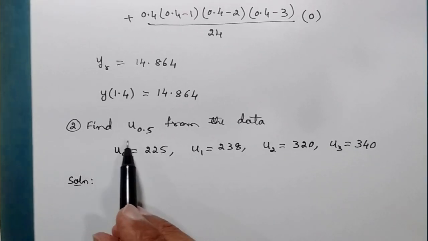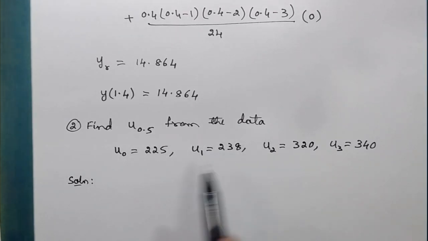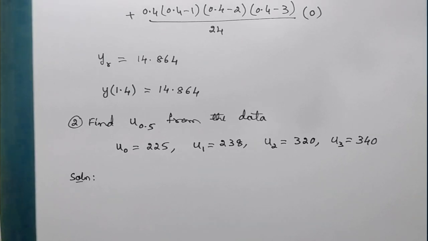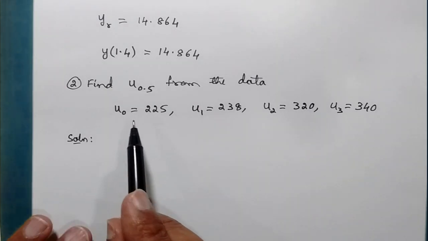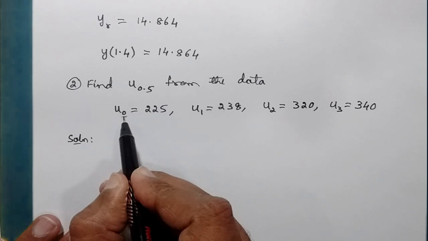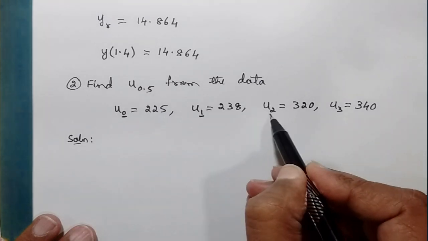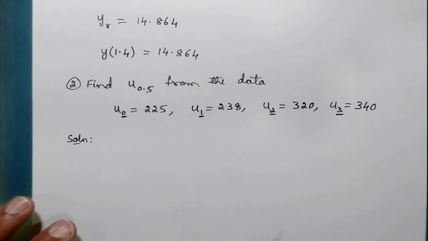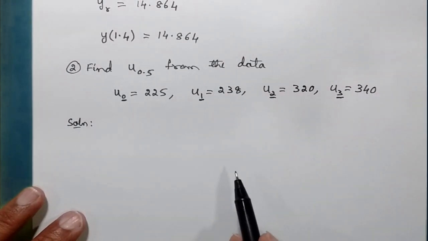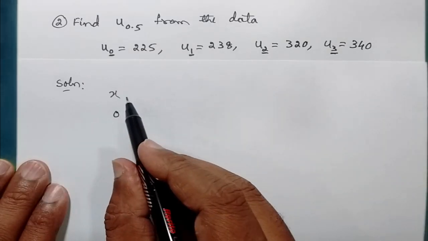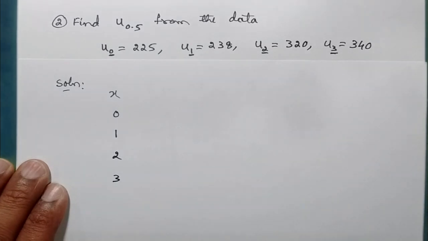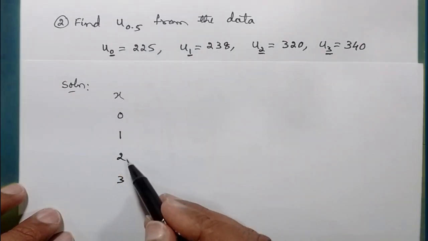So next question is find u of 0.5 from the data. u0 is equals to so much, u1 is equals to so much, u2 and u3. So here the values of x and y are not given. So therefore what we have to do is, the subscript values which are there, 0, 1, 2, 3, this will be your values of x, and the right hand side values which are there will be taken as your value of y. The values of x will be 0, 1, 2 and 3.